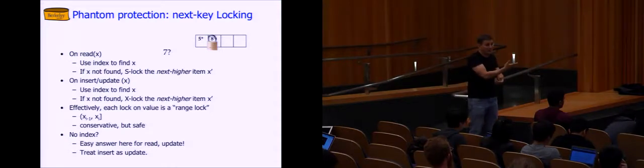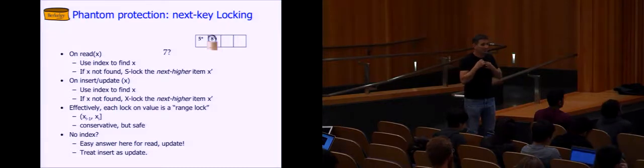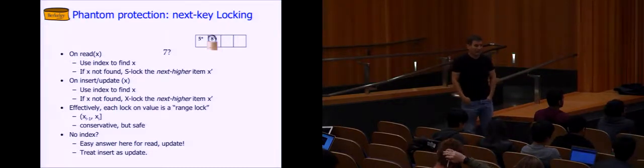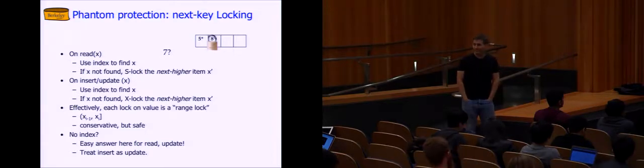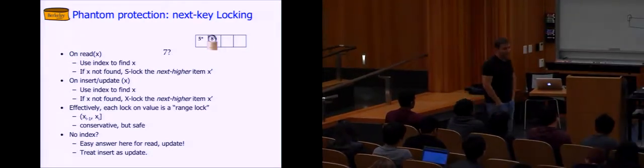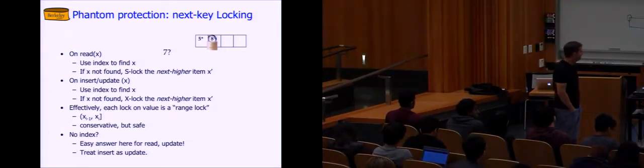So because there's no index, readers touch everything anyway. So they lock everything. So they might as well lock the table. And once you lock the table, then you don't have to worry about phantoms because no one can insert anything of any value. Okay? So if there's no index, you're getting table level locks anyhow, and all's good.